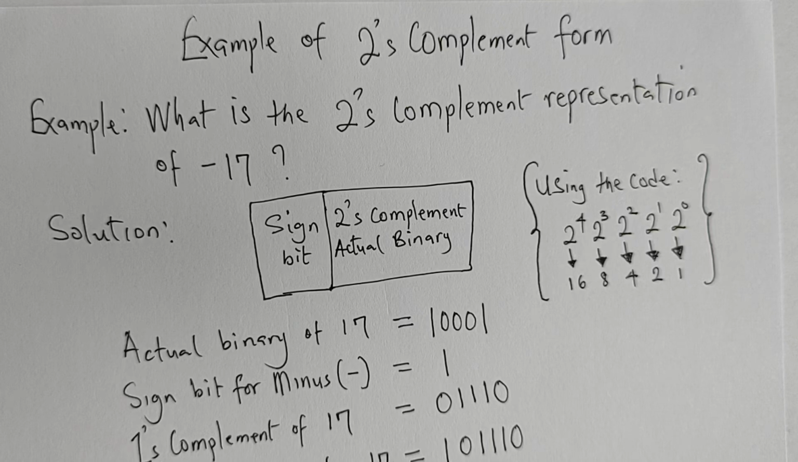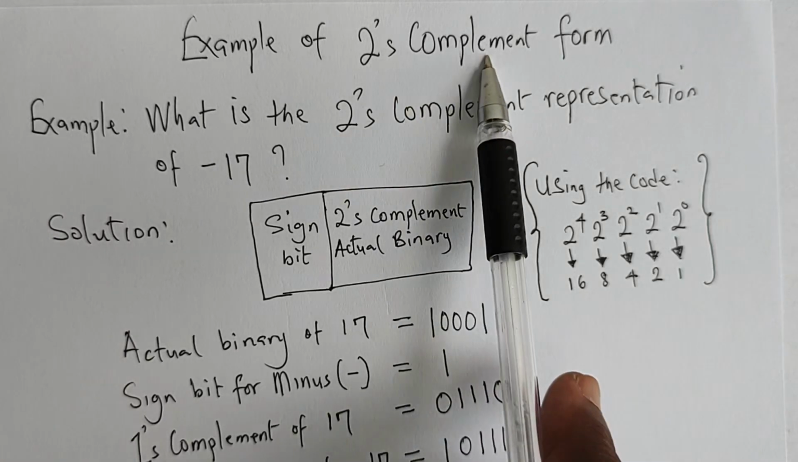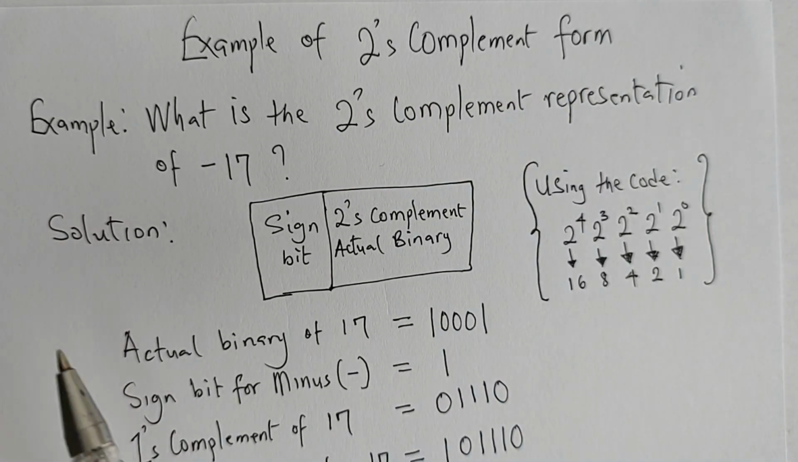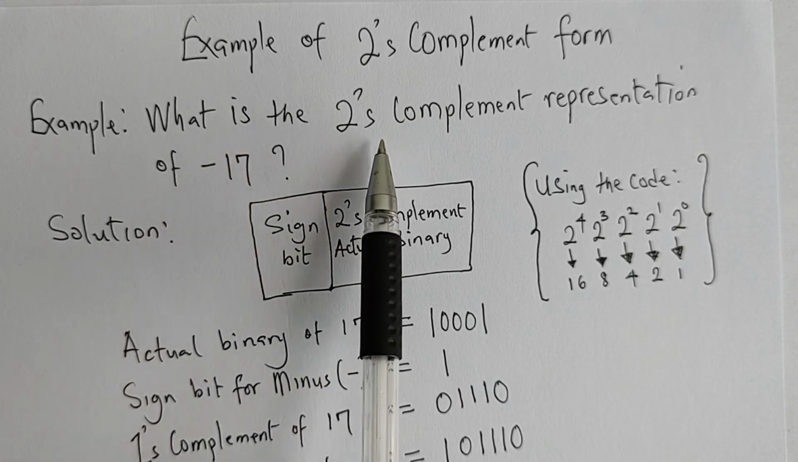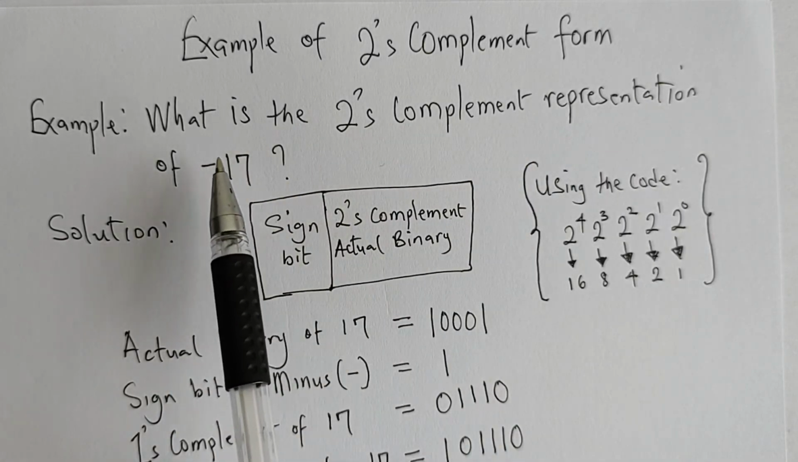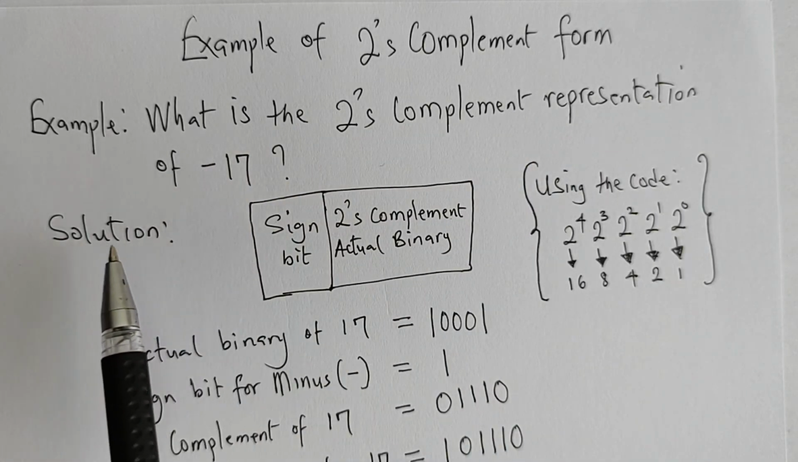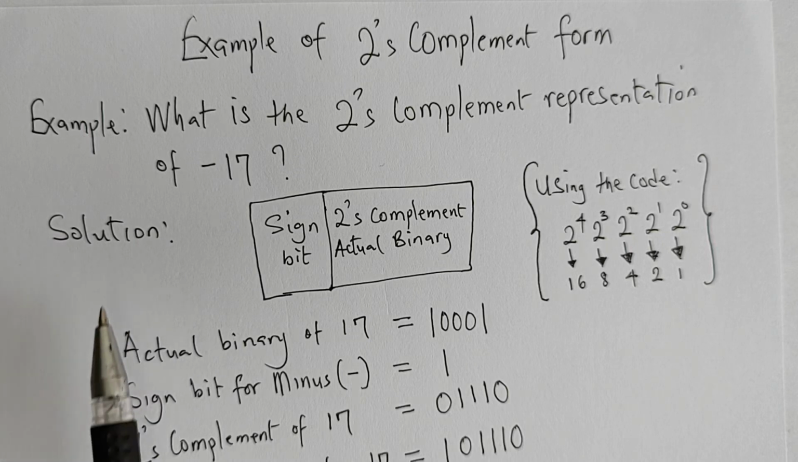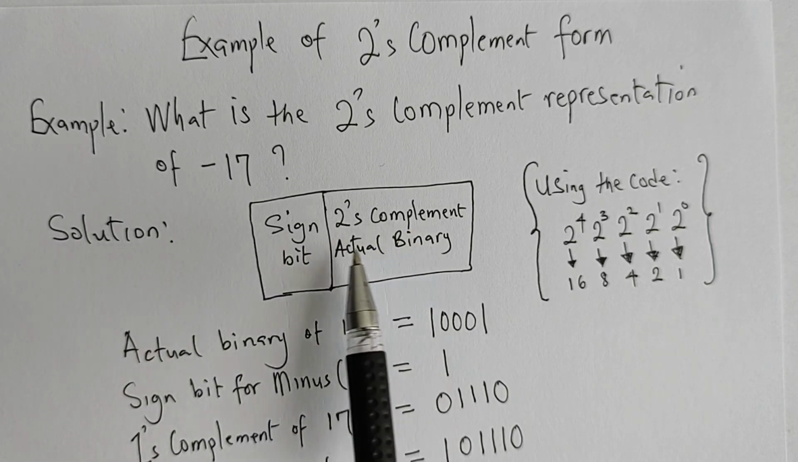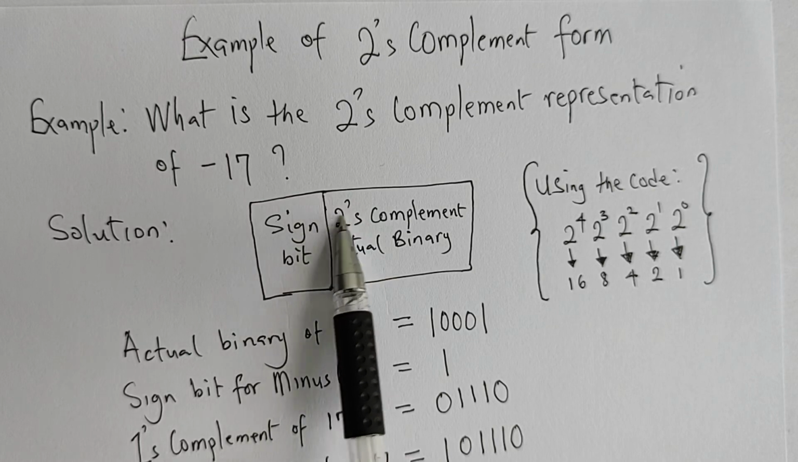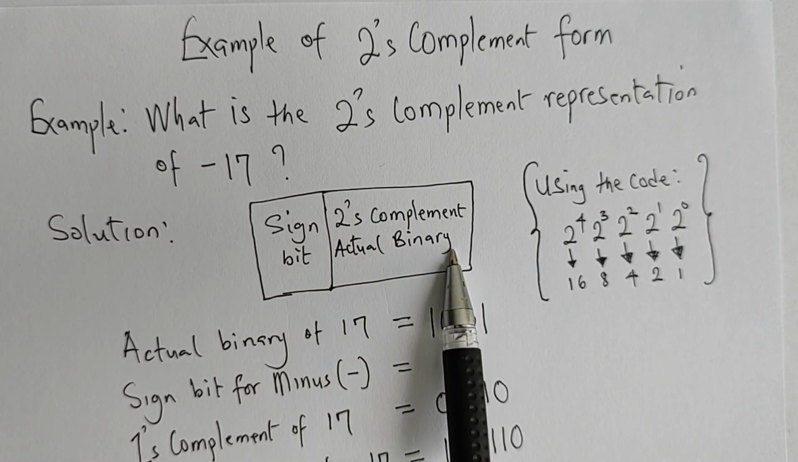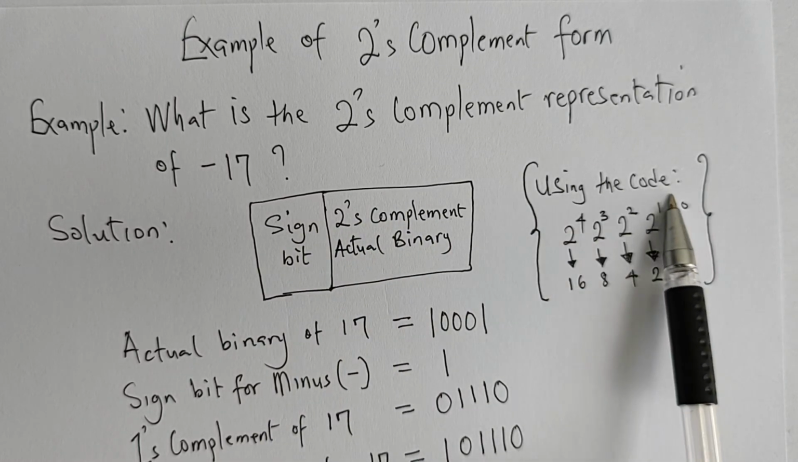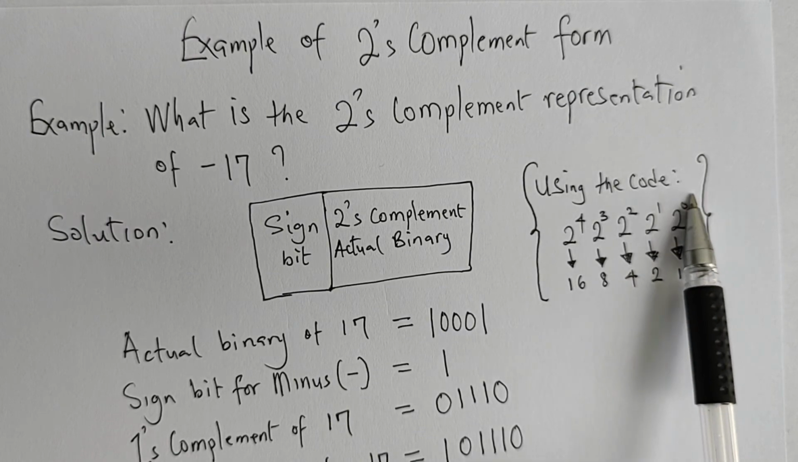Now in today's video we're going to be treating more examples on the 2's complement form. Let's take this example. It says, what is the 2's complement representation of minus 17? Now let's go straight to the solution. Remember the syntax. You have the sign bit and the 2's complement actual binary. Now don't forget the direct method using this code.